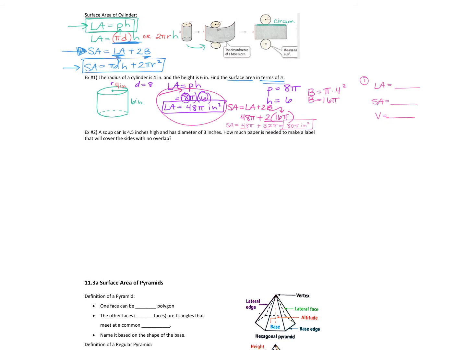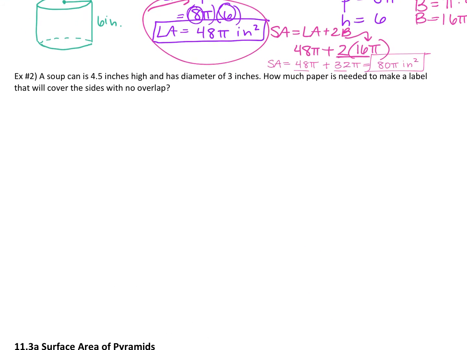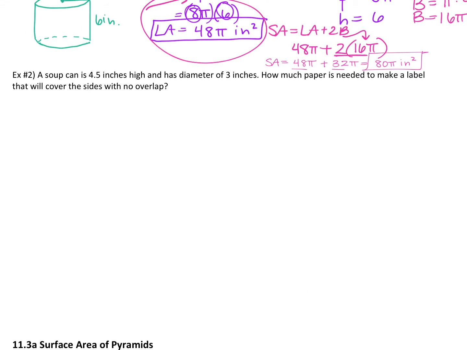Okay, why don't you, actually, let's set it up together. I'm going to draw the picture with you, and then I'm going to have you try it on your own. And I'll just come around and then we'll do it together. So it says a soup can is 4.5 inches high with a diameter of 3. Okay, it's 4.5 inches high.